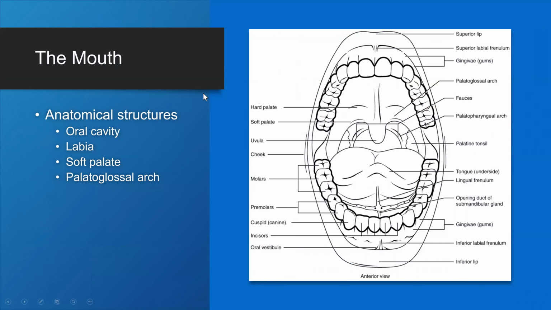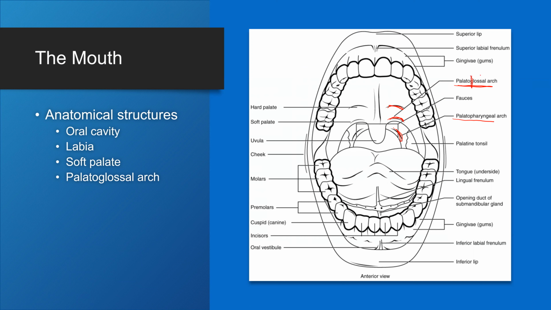Okay, so let's go ahead and start with the mouth. Very quick anatomy. Anatomical structures: oral cavity, labia, that are your lips, hard and soft palate, and the palatoglossal arch that is shown right here, right? So those are our arches between palate and tongue, palatoglossal. Oh, palatopharyngeal, this one. Oh, palatoglossal is right here, those arches. And this is palatopharyngeal, this is palatoglossal.